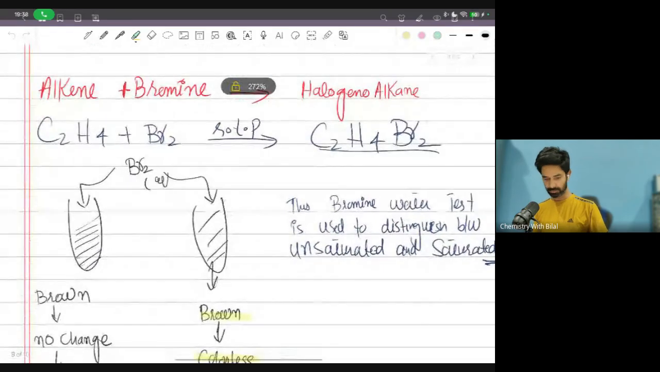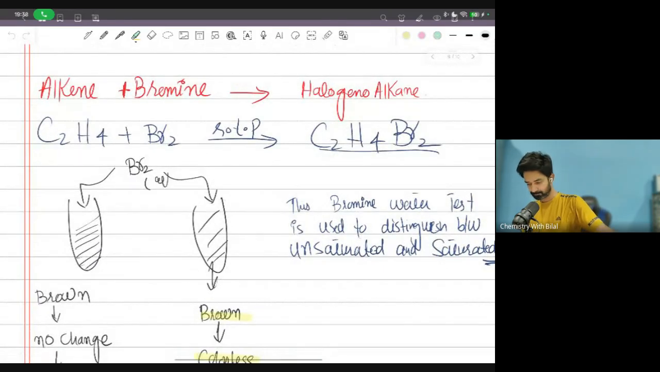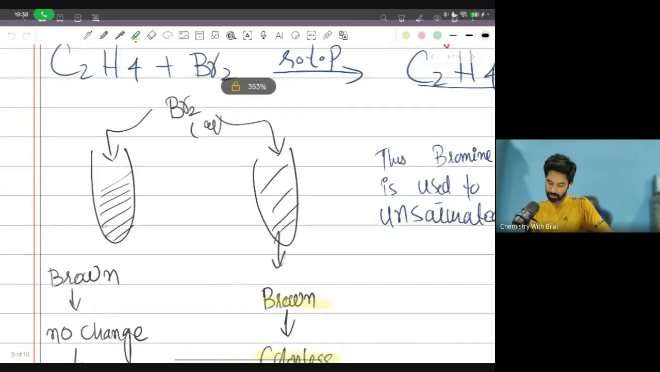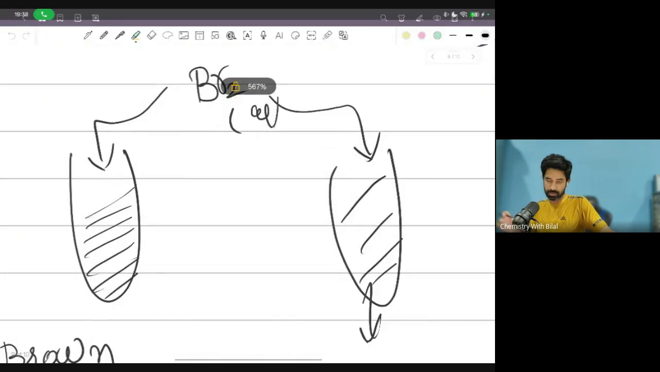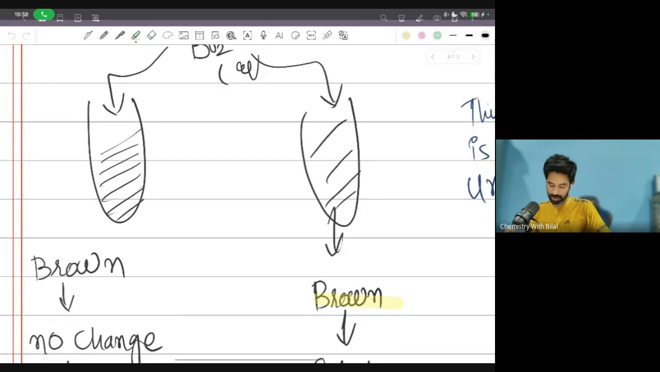This was extremely important as well. This very test is used to distinguish between saturated and unsaturated. Imagine you are given 2 test tubes with 2 different aqueous solvents, and you've been asked to differentiate between saturated and unsaturated. So what do you do? You will add few drops of bromine aqueous in both test tubes. Now bromine is brown or orange in color.